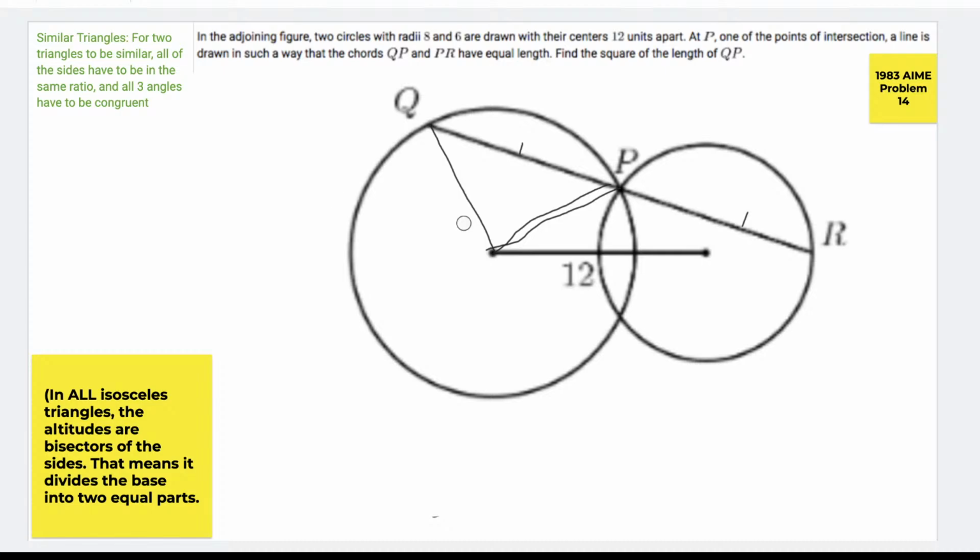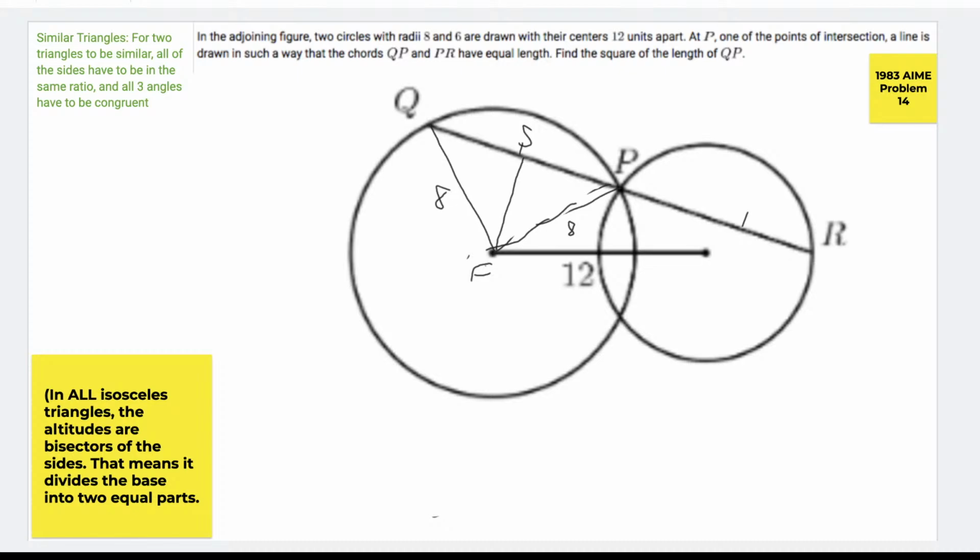Now we drew this triangle, and it's clearly isosceles because two of the sides are the radius. Pretend this is F. So QF and PF are just the radii of the circle, which are 8. Now, if we draw a perpendicular line to QP, the theorem states that it divides this into two equal parts. Pretend this is S. That means QS equals SP.